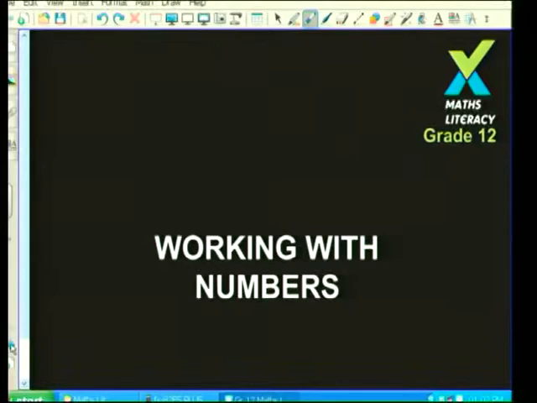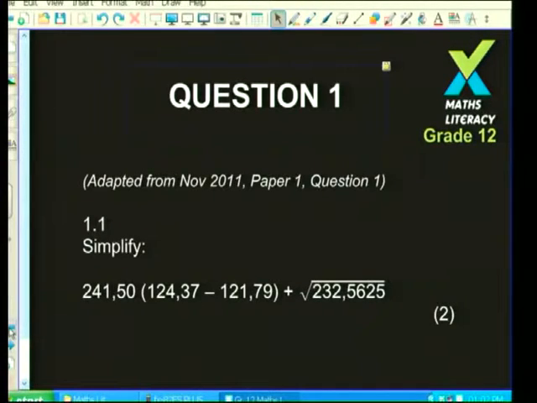So I hope that you're all set and ready and you've got everything that you need in front of you and that we can go ahead and look at the session. So let's see what our first question is. Like I said, we're doing working with numbers. Our first question is adapted from November 2011, paper 1, question 1.